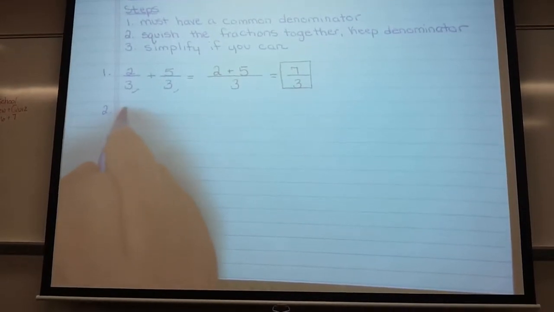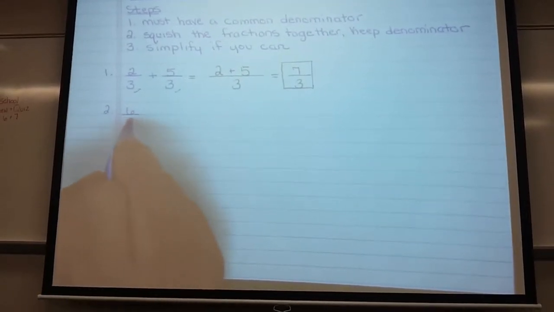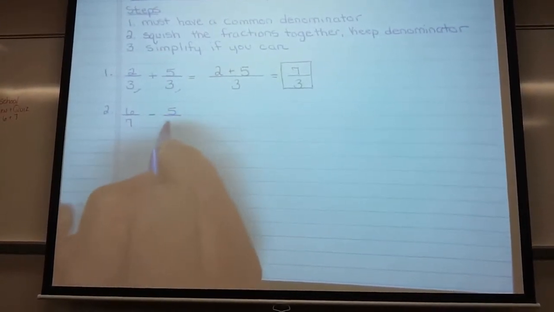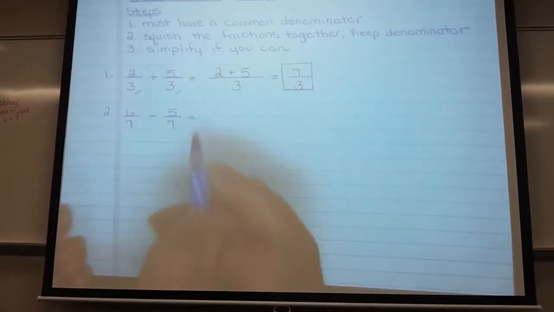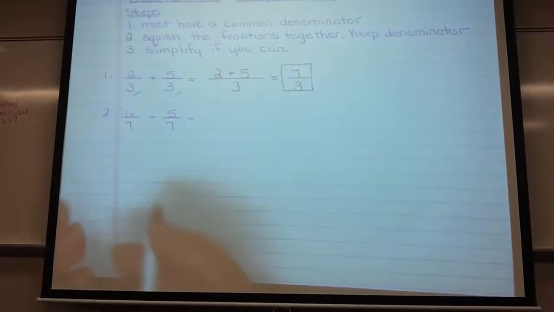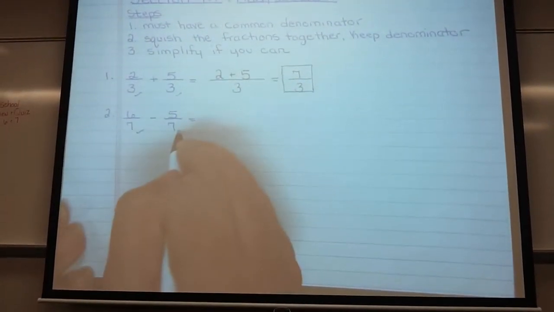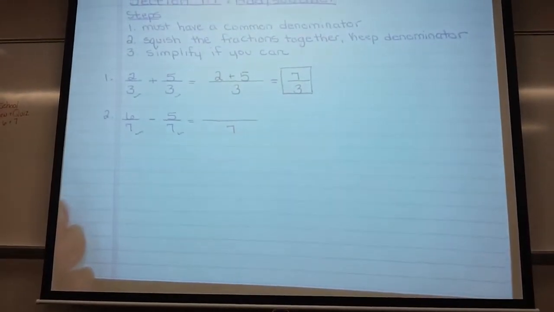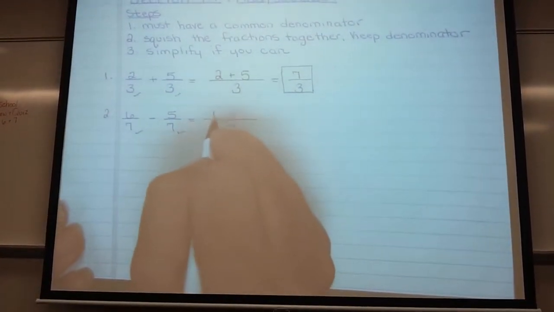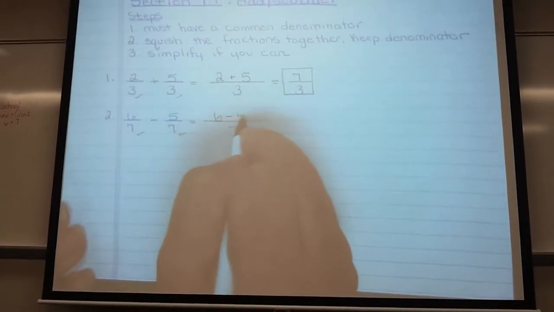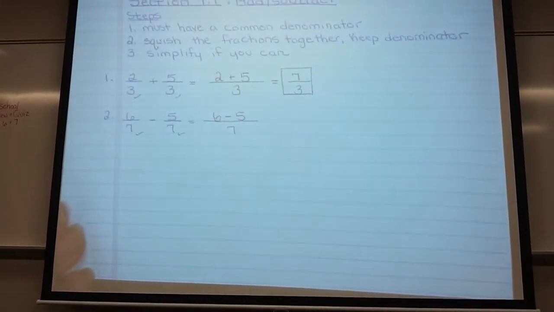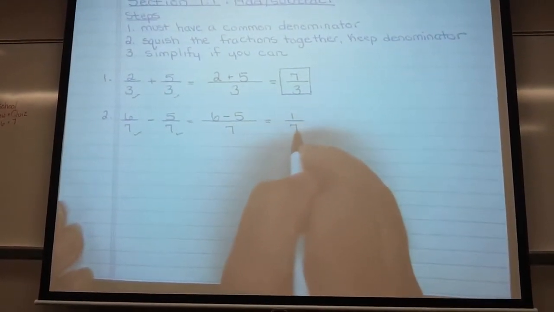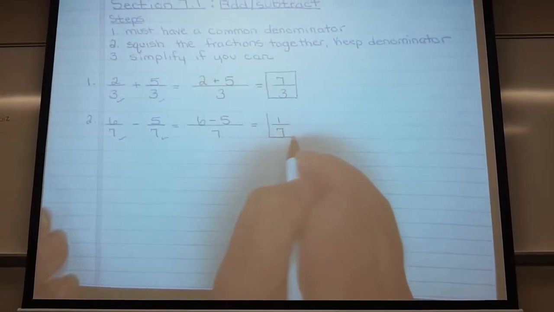Let's say we have a subtraction one. 6/7 minus 5/7. Again, you have to check. Your denominators are the same, so keep it over your denominator. You're going to squish your tops together, so 6 minus 5. And then when you reduce that, you're going to get 1 over 7. So that's what it looks like with the numbers.